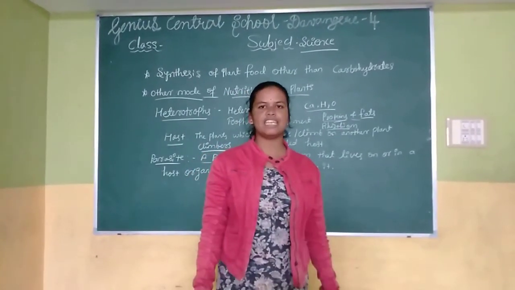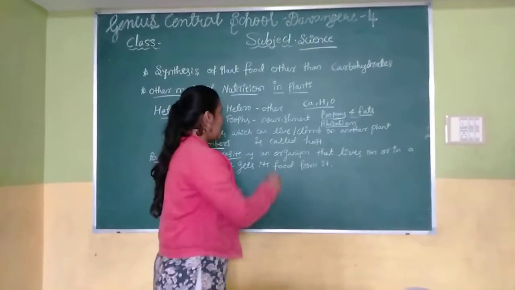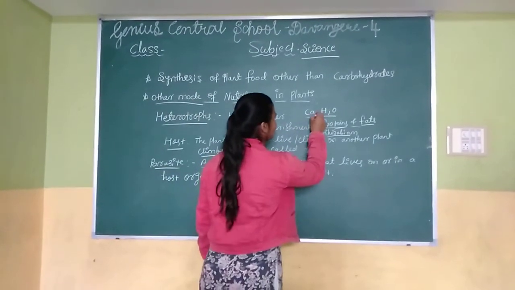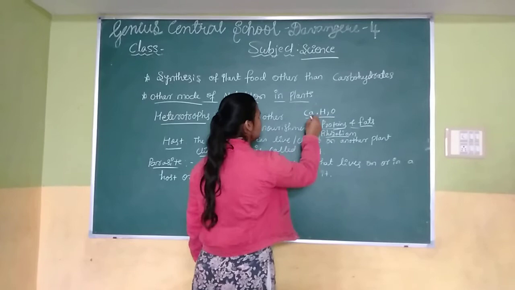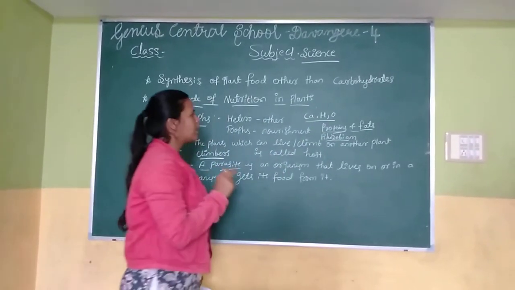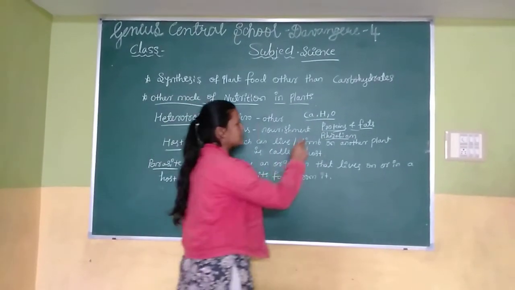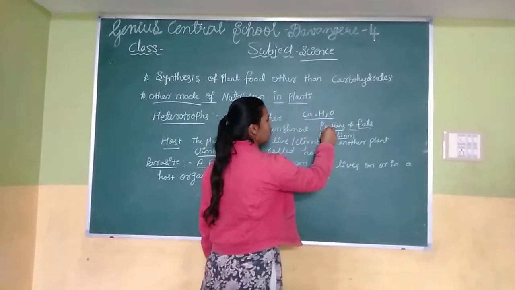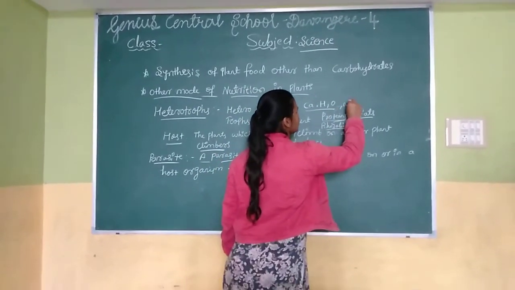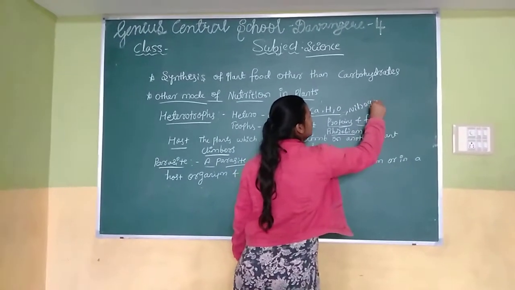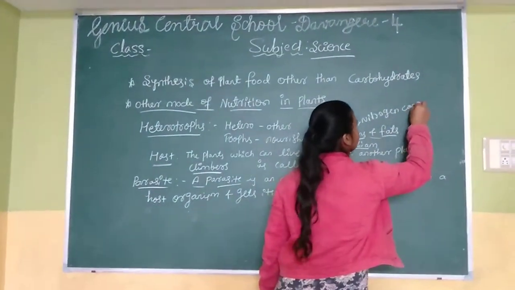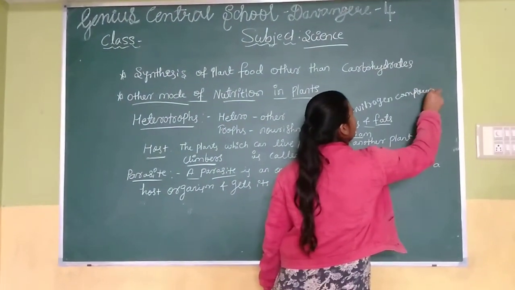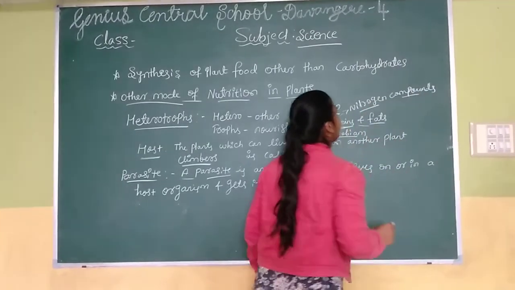Carbohydrates are made of carbon, hydrogen and oxygen. Along with carbohydrates, the plants can also synthesize protein and fats. Protein is a nitrogenous compound. The plants require nitrogen compounds.